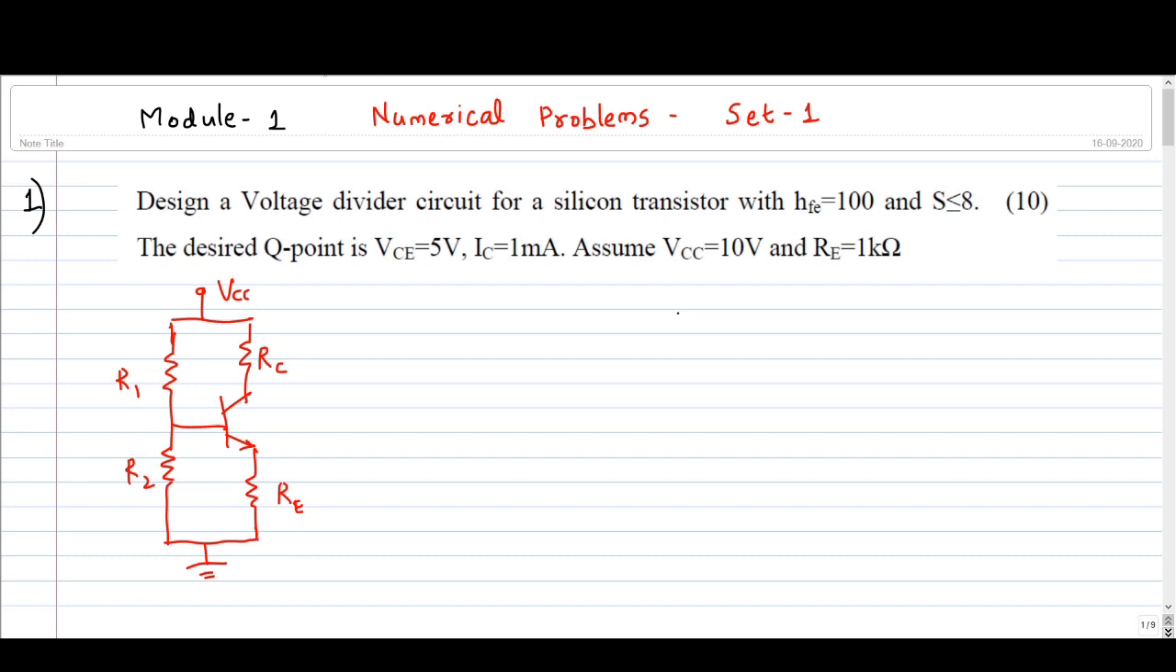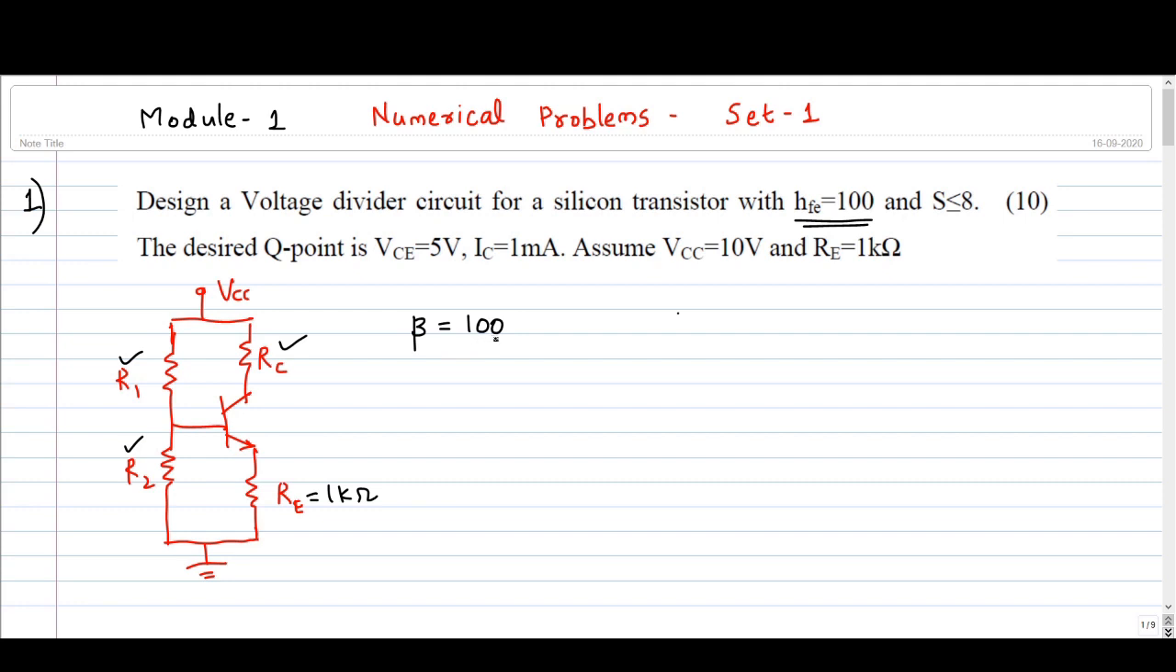So if you read the question, you can see that the RE value is given, 1 kilo. RC, R1, R2 you have to calculate. So to complete the design, we need the value of these three resistors. Here it is written that HFE is equal to 100. HFE is another terminology used to represent beta of the transistor. So beta is 100. We will see what HFE is in detail when we study H parameters.